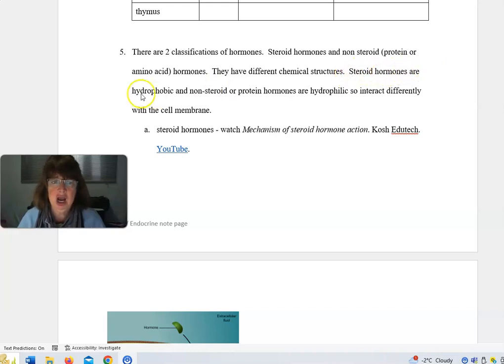Here is the mistake. Steroid hormones are hydrophobic. It says philic in the original notes. Hydrophobic. Steroid hormones are scared of water, but they like lipids. Then non-steroid or protein hormones are hydrophilic. So they like water, and because of that, liking water means you dislike fat, which means they're going to interact differently with the cell membrane, remembering that the cell membrane is a phospholipid. So if you're a lipid, you like lipids, but you don't like water. Okay, there are two classifications.